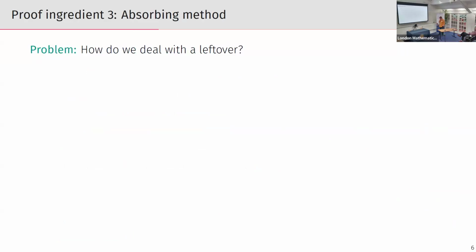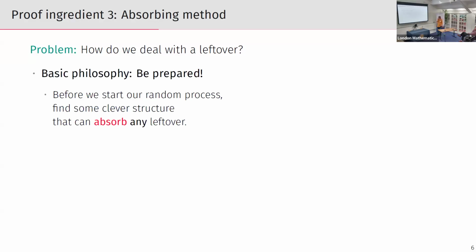So now, back to the problem of how we deal with the leftovers. If we do our random process, we can cover most of the edges with triangles, but at the end we are going to have a leftover, and we need to decide what to do with this. For this, we use something called the absorbing method, which again is a very influential tool. It's not really one tool; it's more a philosophy, and there are lots of different implementations of this philosophy.